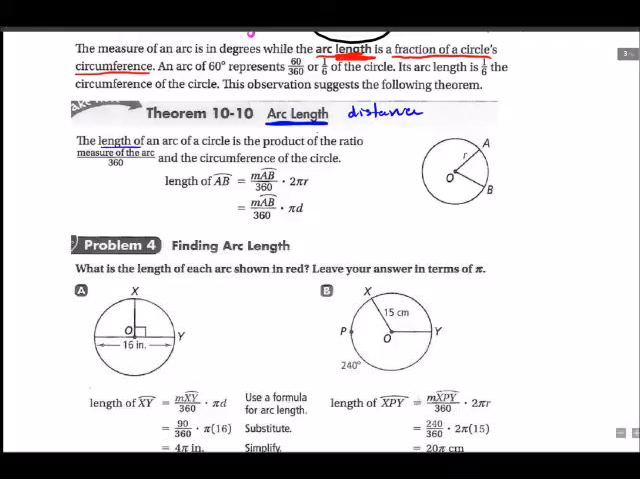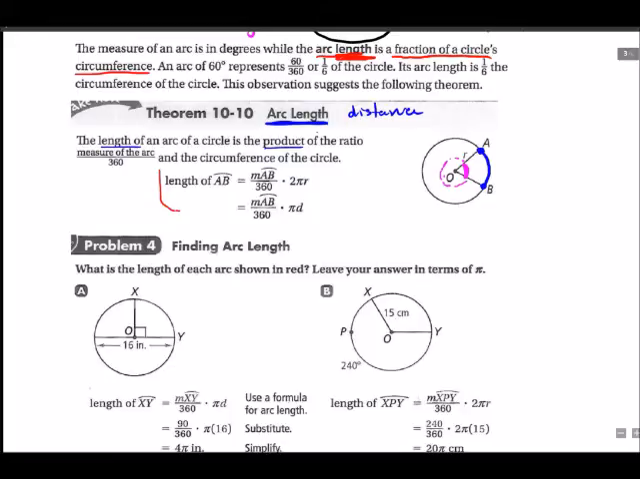The length of an arc is the product of this ratio, the measure of the arc over 360, and the circumference. Because think about it here. This is a fraction of the entire circumference. Well, how do we find that fraction? Well, this angle is a fraction of 360.